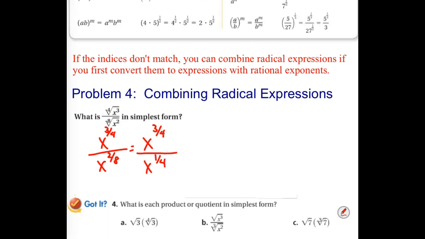When we have a base to a power in the numerator and the same base to a power in the denominator, what do we do? We subtract them. What's 3/4 minus 1/4? And 2/4 can be reduced to 1/2. Now, earlier I said, whatever form the question was given in should be the form you give your answer unless it's specifically asking for something else. So since it was given to me in radical notation here, I'm going to convert this to the square root of x and put it back in radical notation. Okay?